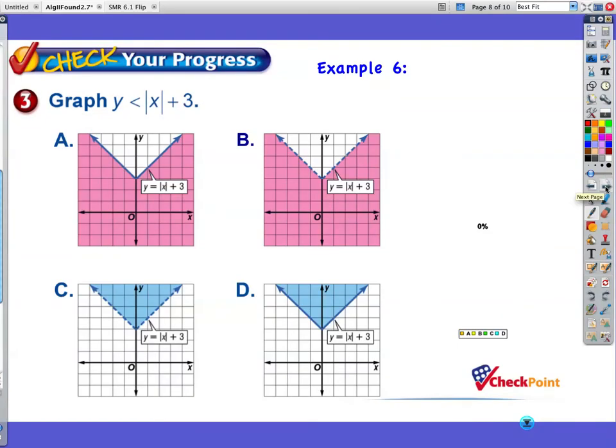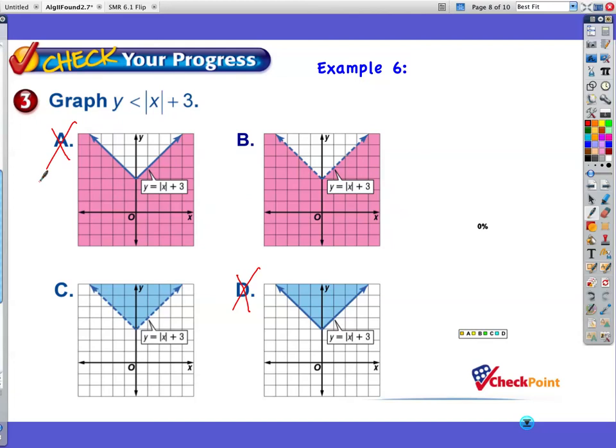All right, let's check here. We got y equals absolute value of x plus 3. Please notice all 4 of these graphs are the exact same graph, so I don't need to make a table. I'm not questioning the actual graph itself. I need to find out what kind of shading and where my shading belongs. All right, if I look here, it has to be less than, which means I have a dotted or dashed boundary versus a solid. So I can cross off A and D right away.